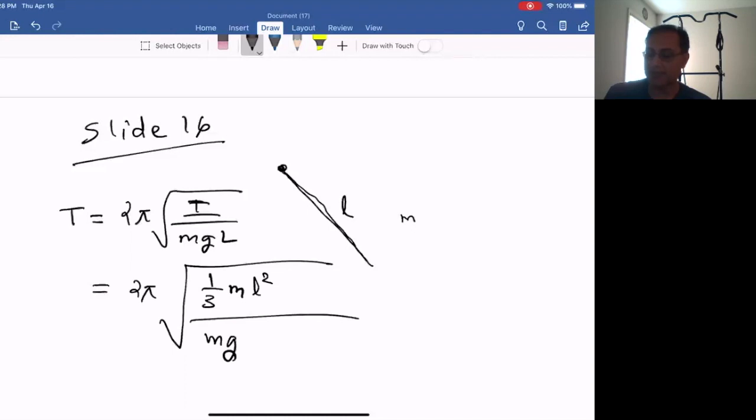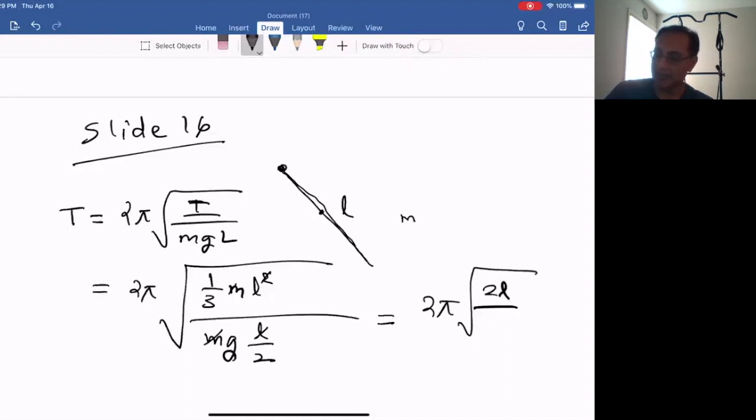So once again, pause the video and see if you can figure out the correct capital L to use. Capital L is the distance from the pivot point to the center of mass of the system. And so the center of mass of a thin uniform rod obviously is at its center. So our capital L is just little l divided by 2. So if you simplify these, the m's cancel out, one of the l's cancels out as well. So if you simplify this, you get the answer, which is 2 pi square root of 2l divided by 3g.